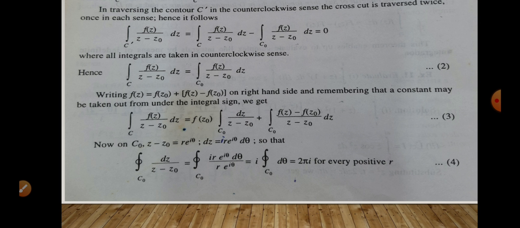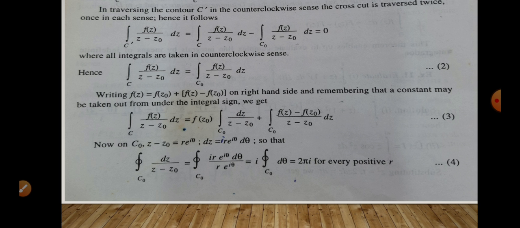and remembering that a constant may be taken out from under the integral sign, we get the integral over the closed contour C of f(z) dz upon (z minus z0) equals, by putting the value of f(z) in the RHS as written above, f(z0) times the integral over contour C0 of dz upon (z minus z0) plus the integral over C0 of [f(z) minus f(z0)] upon (z minus z0) dz.